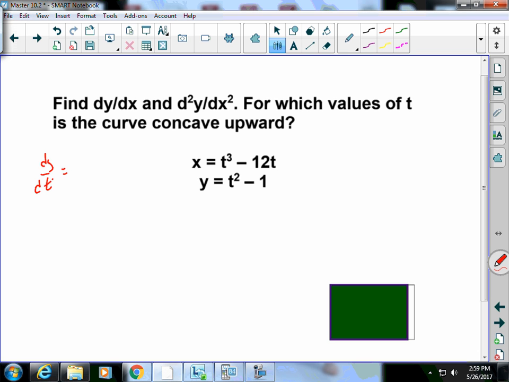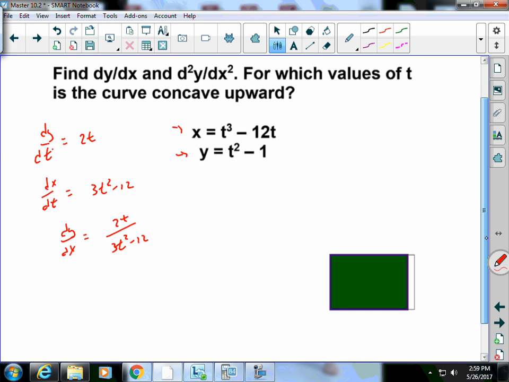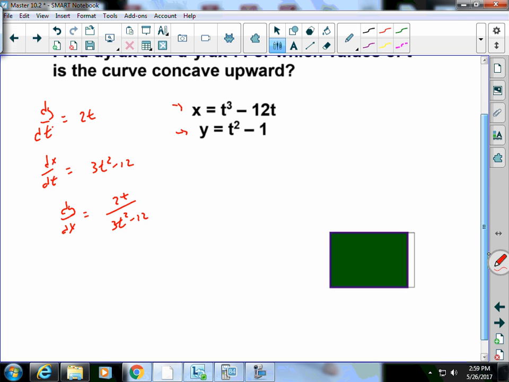dy/dt, here's my y, it's just 2t. dx/dt, well, there's my x: 3t squared minus 12. So now we have dy/dx equal to 2t over 3t squared minus 12. But that only gives me my first derivative.